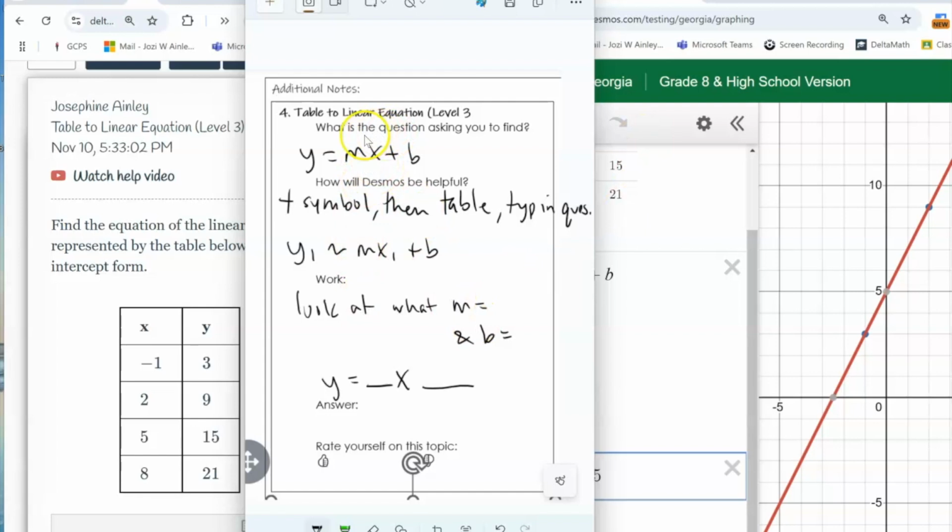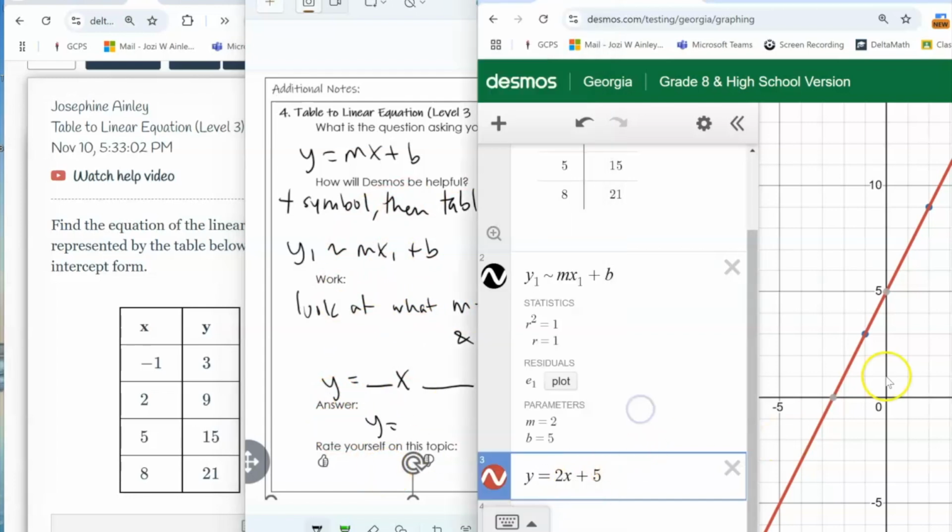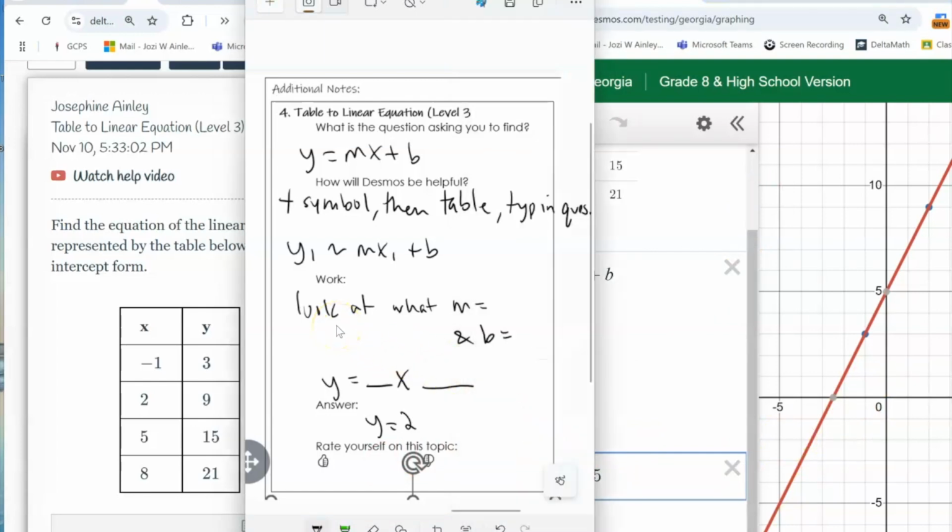Okay, so what is the question asking you to find? How is Desmos helpful to you? And this is the work on how you do it. Then here's your answer. So my answer was going to be for my question. And again, remember, you're doing yours on Delta Math. My question checked and lined up is y equals 2x plus 5.